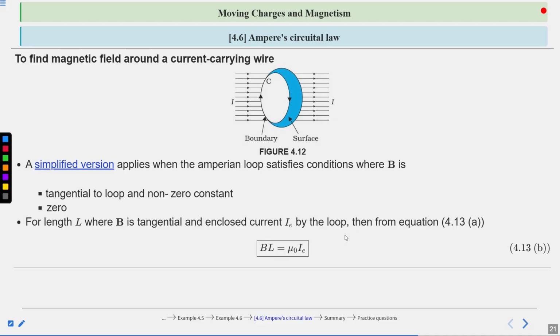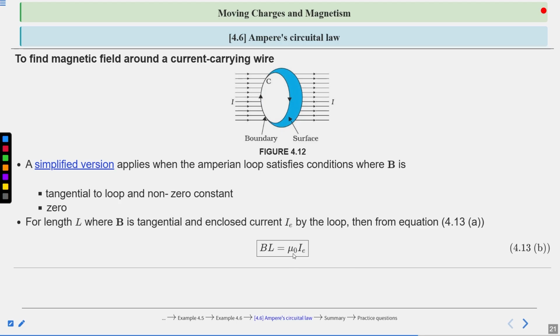From equation 4.13a, you can replace dl with L because we are integrating. So B L equal to mu naught current enclosed. We are integrating B dot dl. So if we integrate dl over the whole loop, and the length of the loop is L, this dl after integration will be replaced by capital L. So BL equal to mu naught IE. Mark it as equation 4.13b.